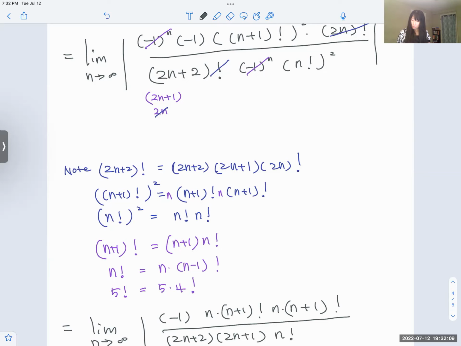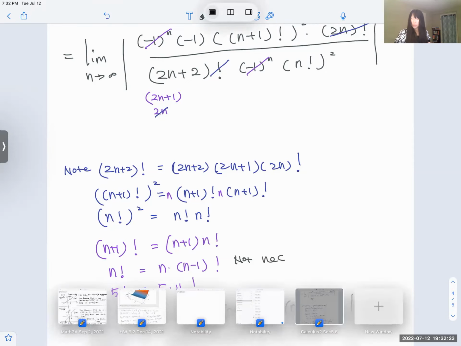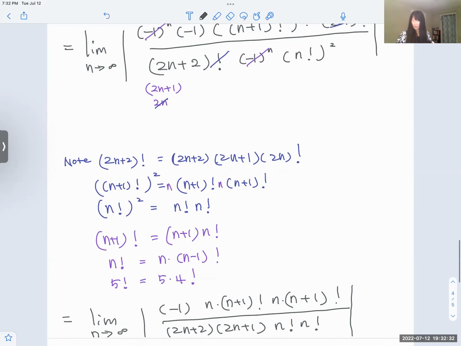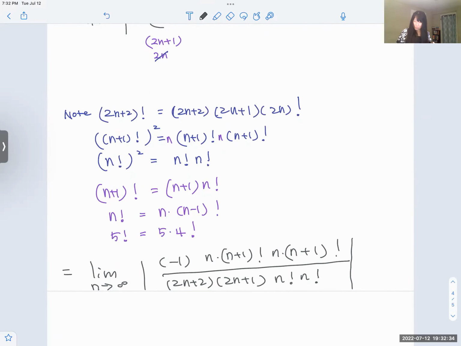So, oh, we don't need that one, right? Yeah, this is not necessary, just for your information. Okay, so everything okay? All right, then let's simplify. So n factorial.